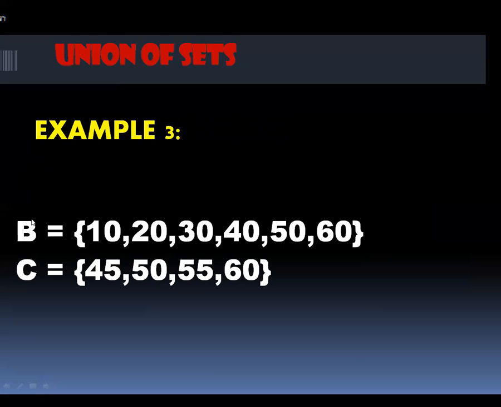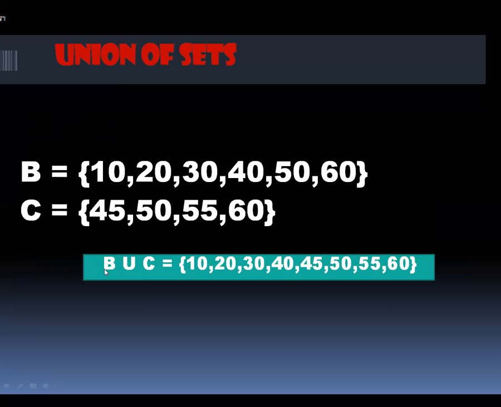Example number 3. Set B is equal to 10, 20, 30, 40, 50, and 60. Set C is equal to 45, 50, 55, 60. So what is the union of sets B and C? The union of sets B and C is equal to 10, 20, 30, 40, 45, 50, 55, 60. So we list them down all together in here. Okay, this is the union of sets B and C.